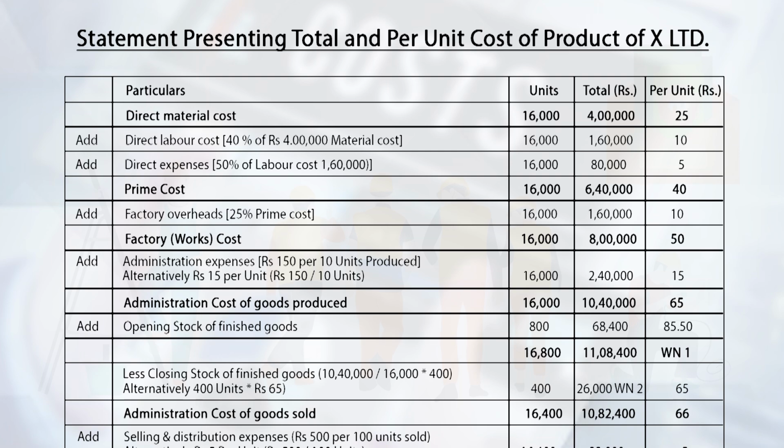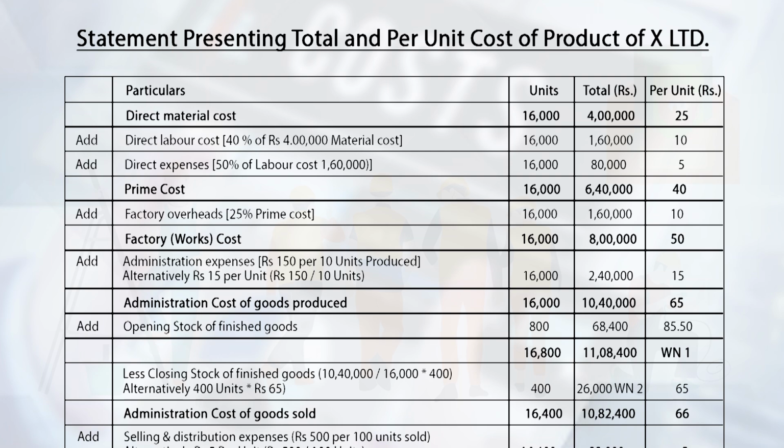We will prepare a statement under 4 columns: particulars, units, total rupees and per unit rupees. Direct material cost given is rupees 4 lakh. Add direct labor cost, 40% of rupees 4 lakh, which is 1,60,000.